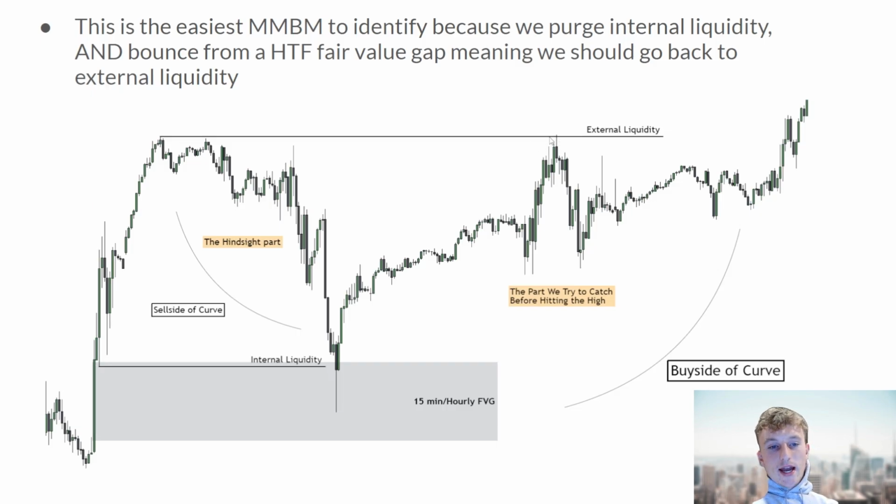The only way I'd ever hold past external liquidity is, let's say this is a 1 minute market maker model, yet we still have 4-hour equal highs above. Maybe I would hold a runner then. But if we don't have 4-hour equal highs or an obvious intermediate term high above, I typically never hold past the external range liquidity on a market maker model. But again, this is the easiest one to identify because we bounce from a fair value gap and take some sort of liquidity, so we know we have to go back to the highs.